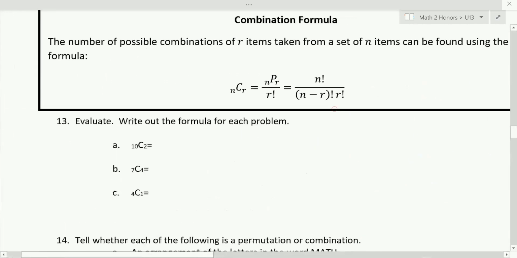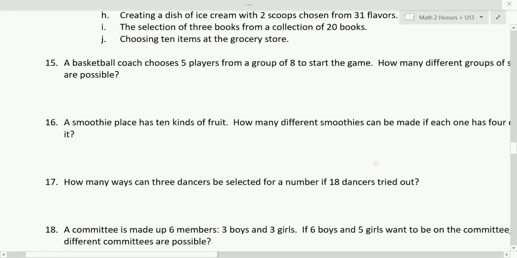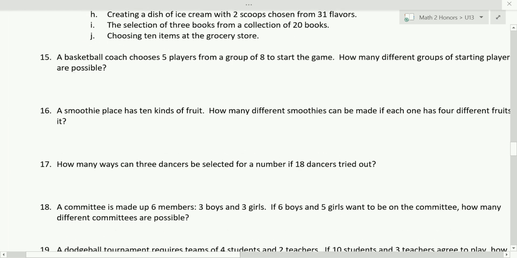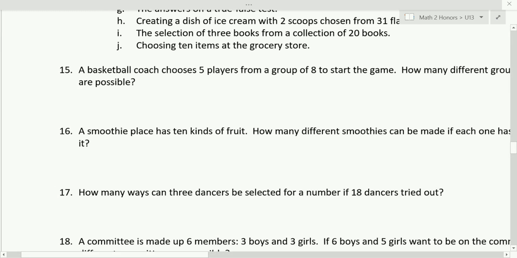I'm going to skip the formula stuff, and we'll go back to it. We'll get back to 14 in a second. So number 15. A basketball coach chooses 5 players from a group of 8 to start the game. How many different groups of starting players are possible? So there's 8 players. You can only choose 5 of the 8. Then you have to think, does it matter what order he picks them in? Is it an arrangement, a permutation, or is it a combination where the order doesn't matter? Combination. So you first think of it as a permutation. Say the order mattered, and he's going to pick 5 people. So how many choices for the first?